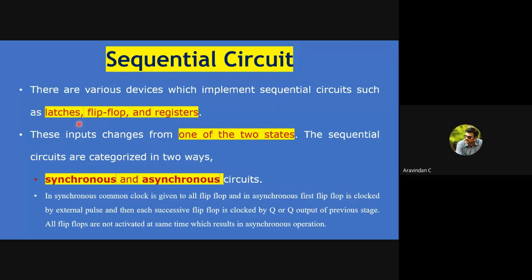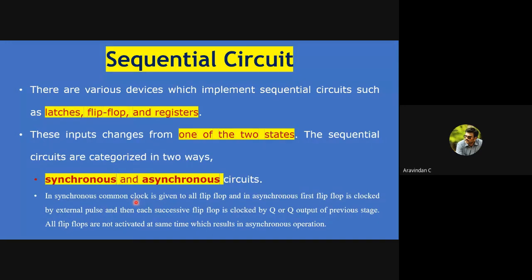Here we are going to mainly use latches, flip-flops as well as registers under the sequential circuits, but mainly we're going to focus on the flip-flops as well as the registers. The outputs we are going to have like one or two states. I'll explain what the one or two states are in the upcoming slides. And we are going to categorize this under synchronous as well as asynchronous. This is also very important.